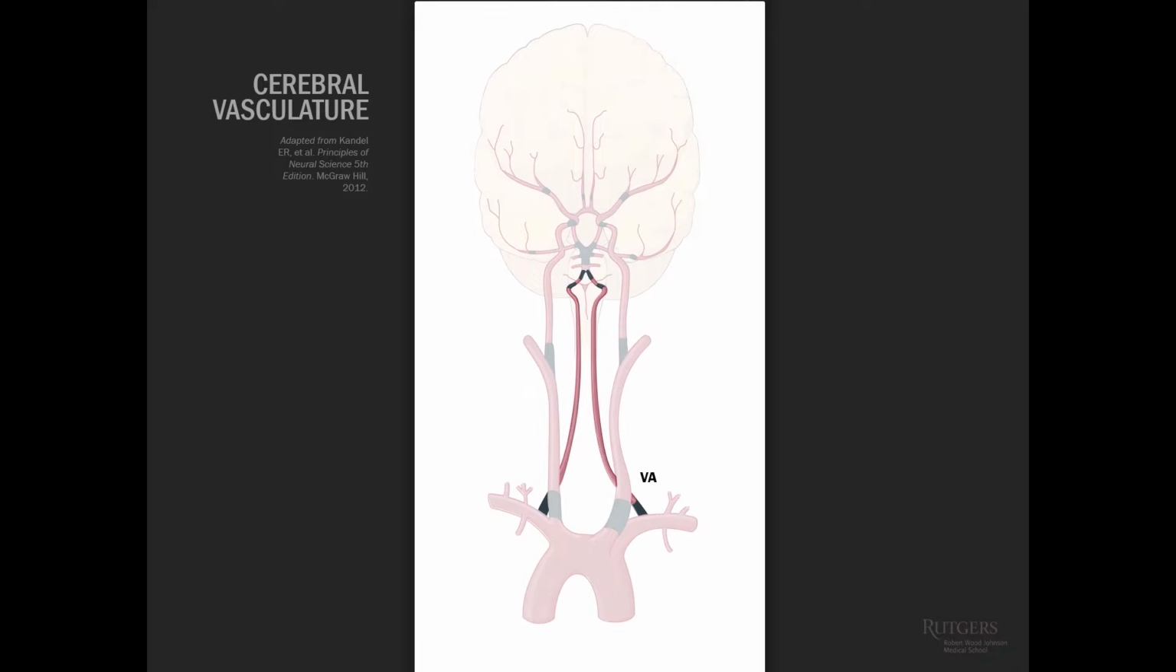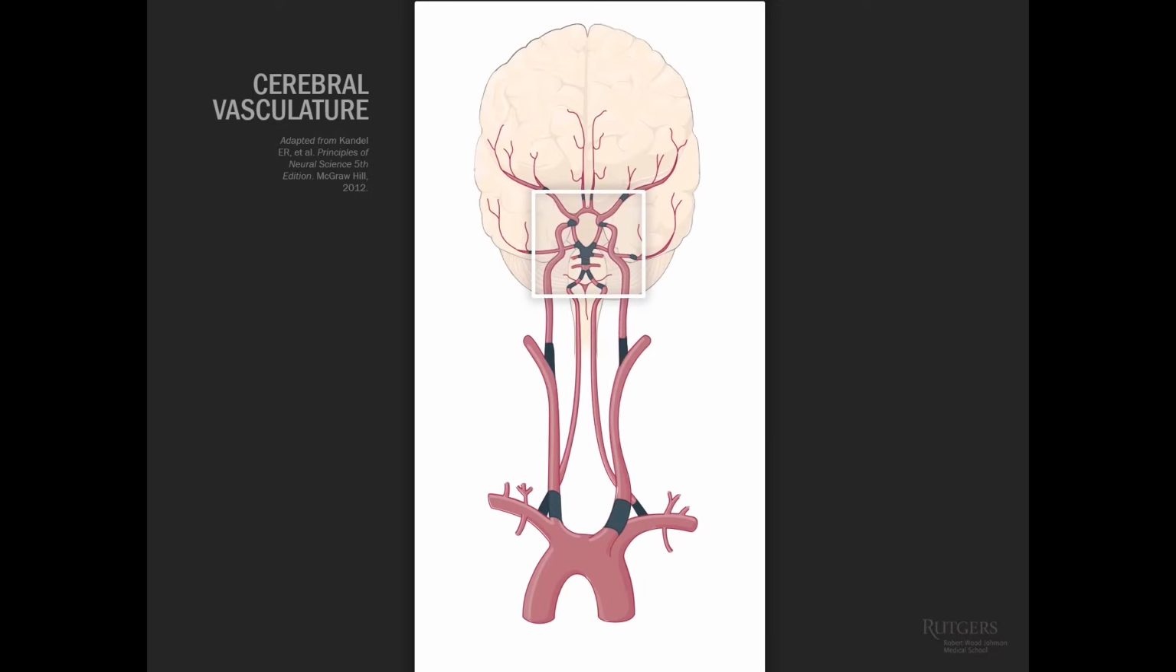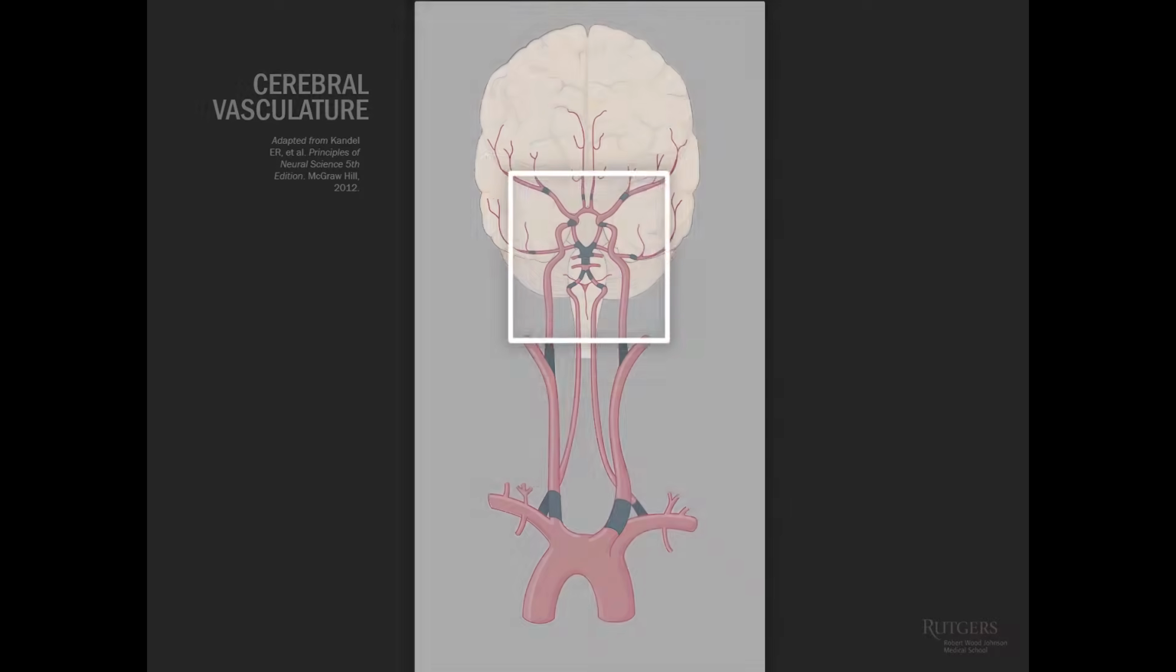In the back of the neck, vertebral arteries arise from subclavian branches of the aorta and supply the posterior circulation. So far so good? Great. Now let's take a look at the intracranial vasculature and the circle of Willis.